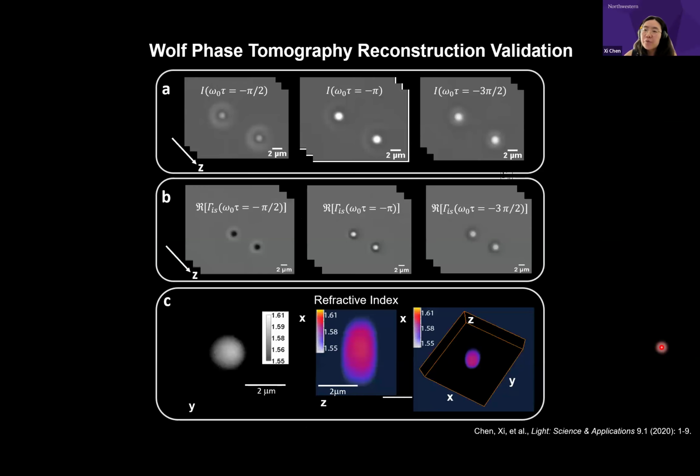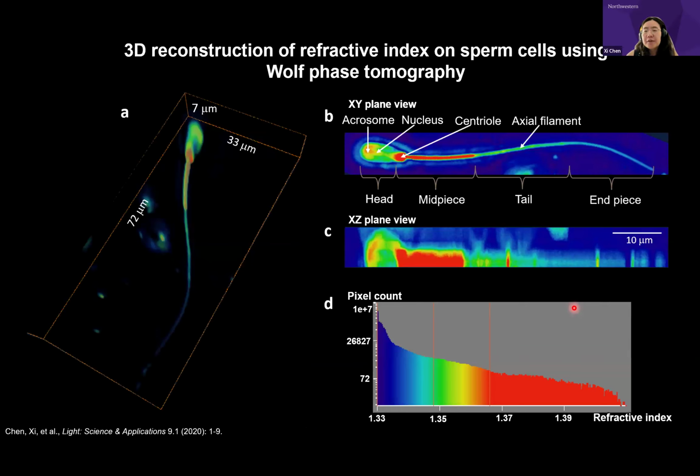Before we move on to biological samples, we test on samples with known refractive index, for example this bead. We know its refractive index, so we can validate this method using this known object. After we validate the method, we can move on to other samples. We can see that the refractive index gives us a certain level of specificity to tell where the centriole of the sperm cell is, where the nucleus, the microsome, and the axial filament are, because these cellular compartments have different refractive indices.